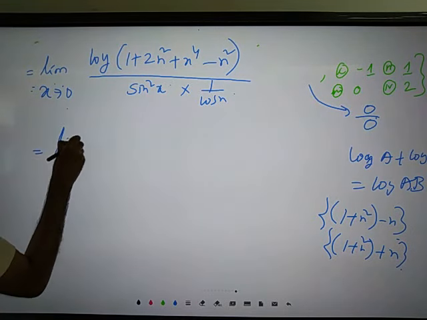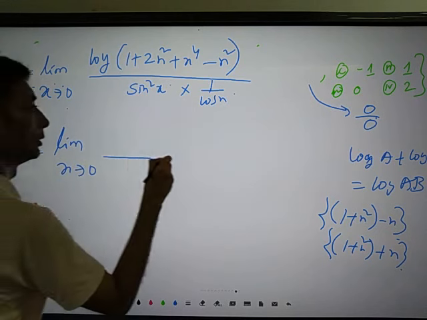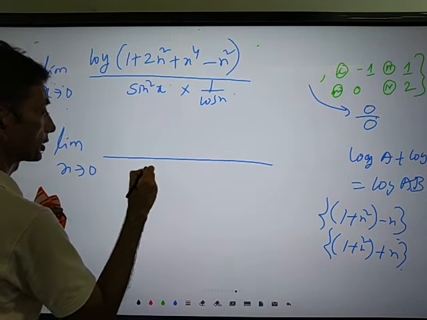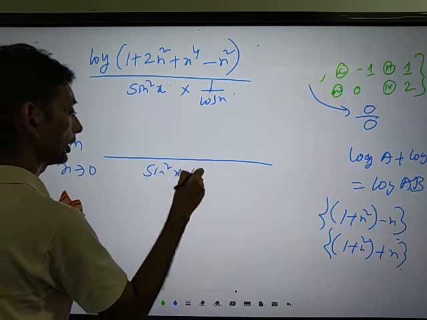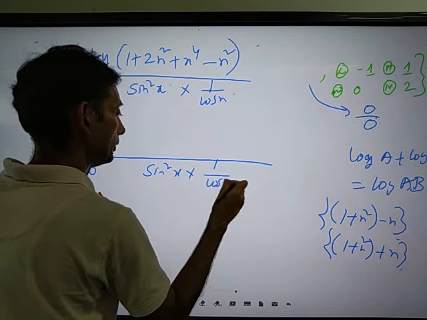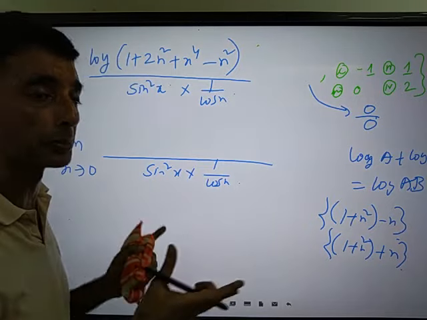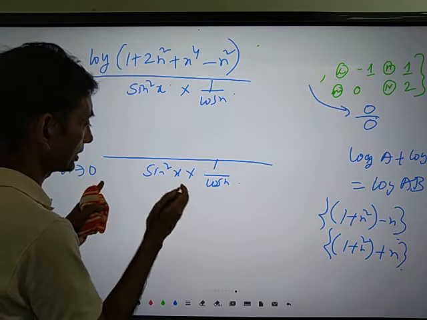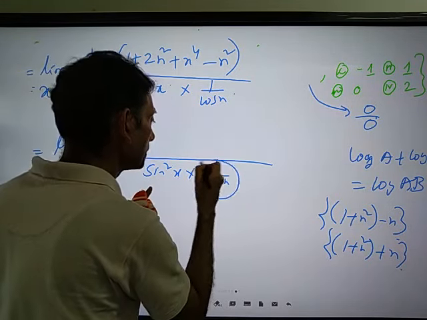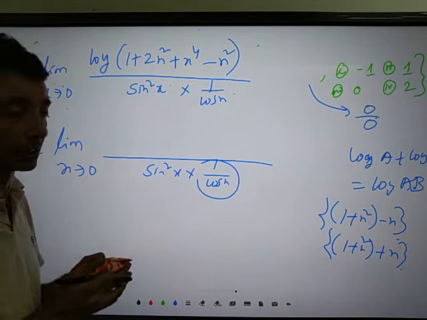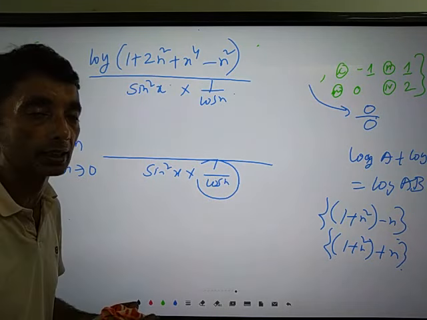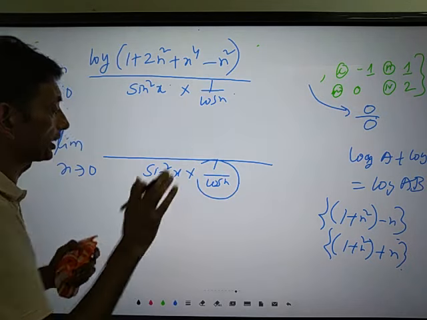Limit x approaches to 0. Okay, this is sin square x into 1 by cos x. Okay, 1 by cos x is sec x. You can just write cos x. There are so many options for this. So this term is not going to give you any problem. You can substitute the limit for x approaches to 0. This cos x will be 1. So you can just write 1 also.